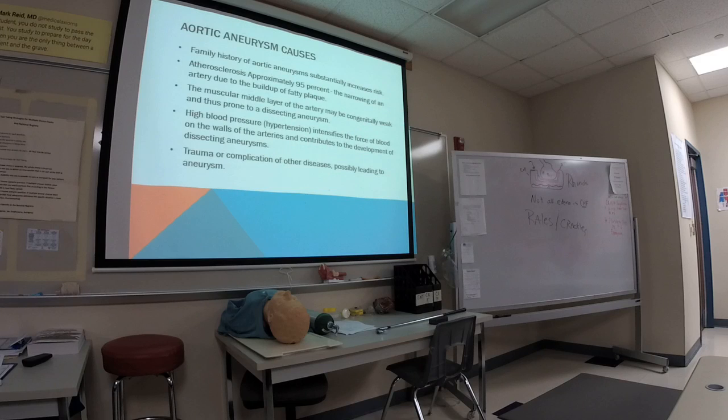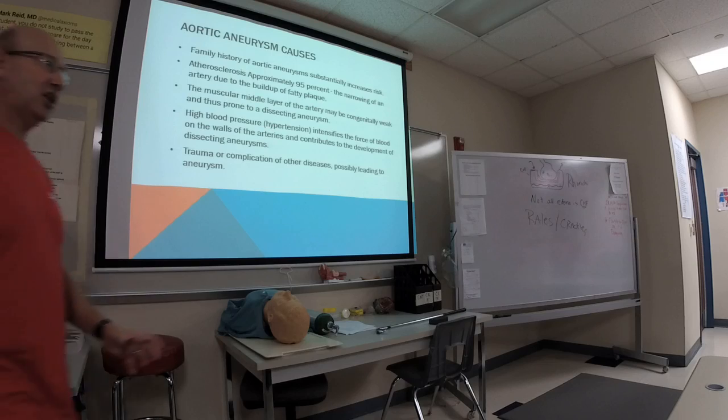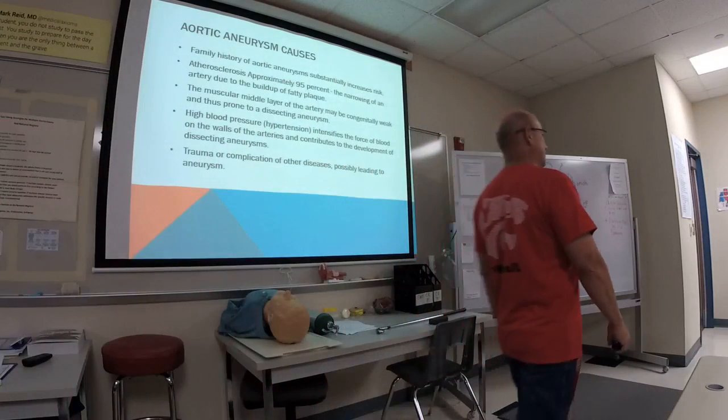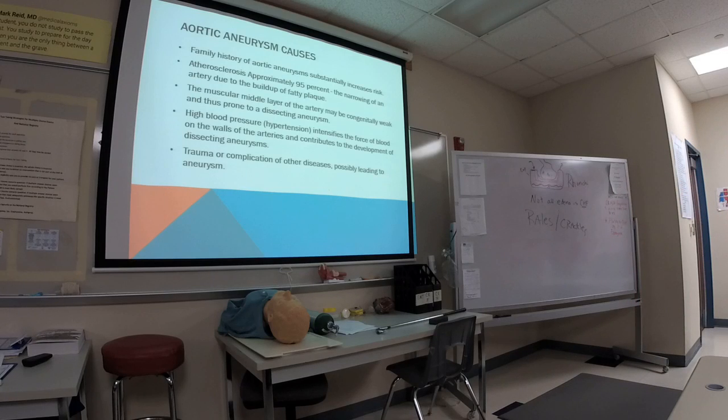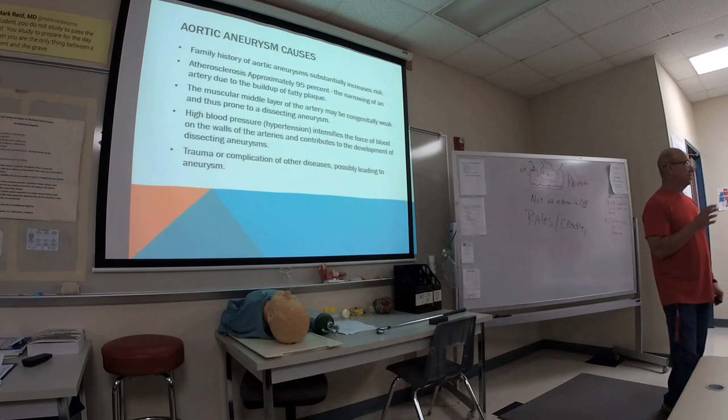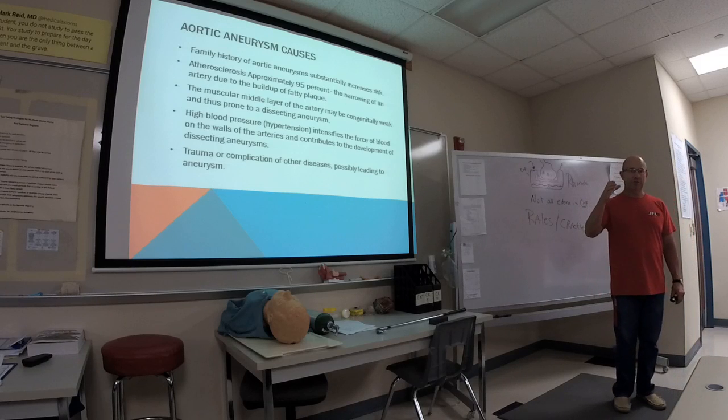Right. So, causes: family history, arteriosclerosis, 95%. Okay, due to this fatty buildup in the aorta, the middle layer just becomes weak over time. High blood pressure is a big reason for the aortic aneurysm because the systolic pressure is what? What's the definition for systolic pressure? They're in systole, right? Very good. So you have systolic pressure.